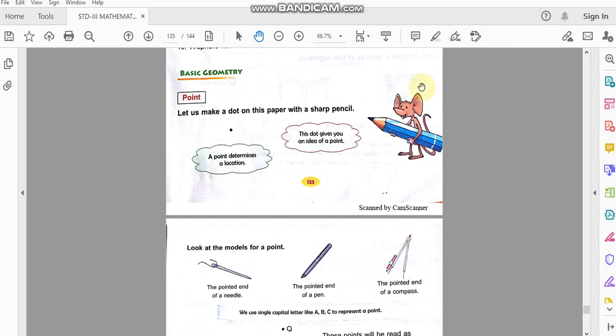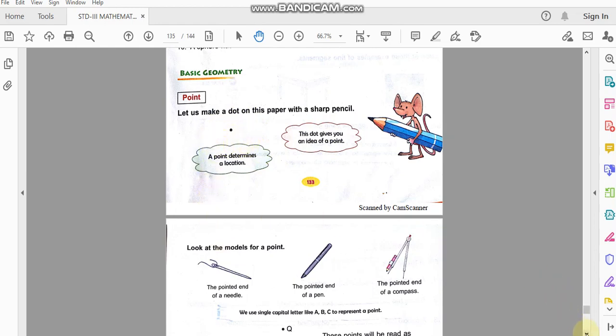Today we'll do chapter number 12, page 133. So what is a point? Let us make a dot on this paper with a sharp pencil. A point determines a location. This dot gives you an idea of a point. So here one dot is made with a pencil in your book. Now this dot represents a point.